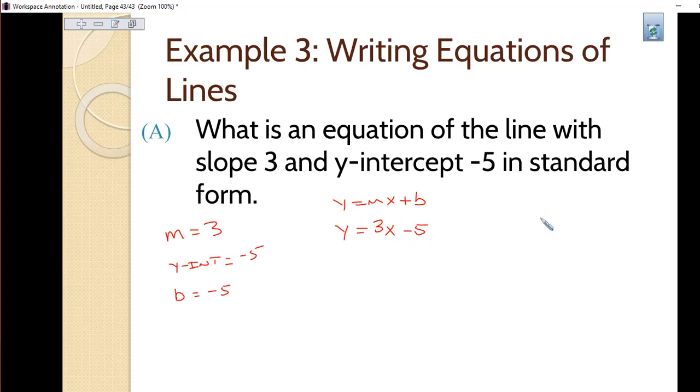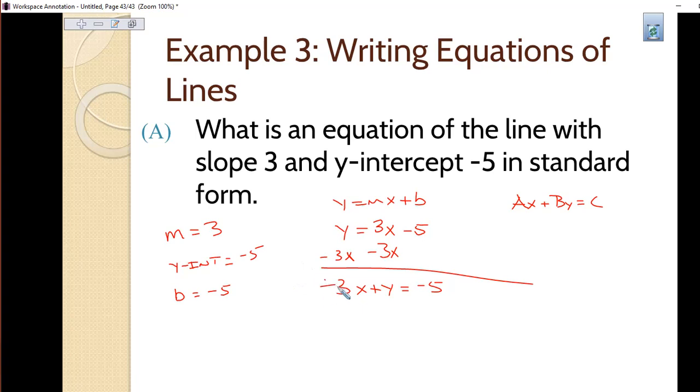In order to get it to standard form, which is going to be ax plus by is equal to c, all I need to do is bring my x to this side over here. So I'm going to subtract 3x. So we got a negative 3x plus y is equal to negative 5.